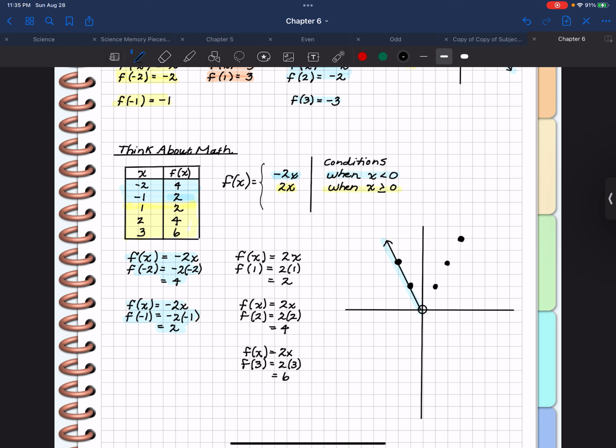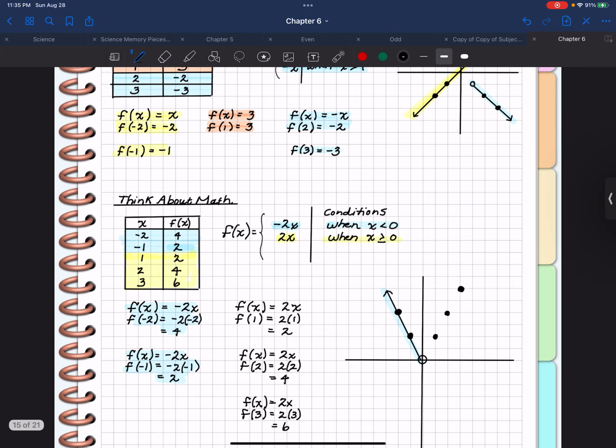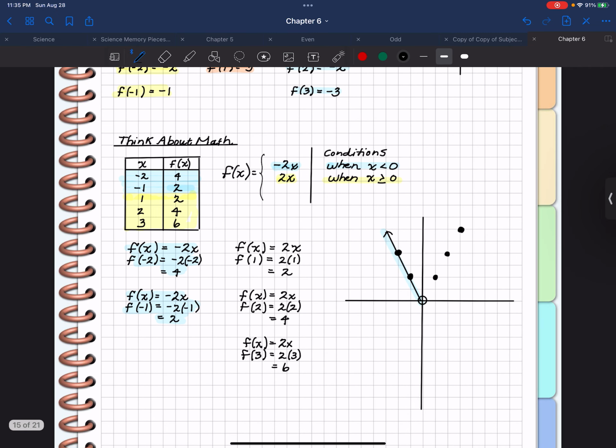I honestly don't remember what to do there. It's been a very long time. So let me look at the chapter review, or the answer key in the back. And that is 189. And it doesn't give me a picture of the graph. So what's the deal there? 189, think about math. 4, 2, 2, 4, and 6.